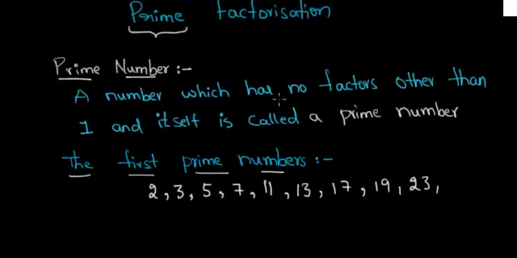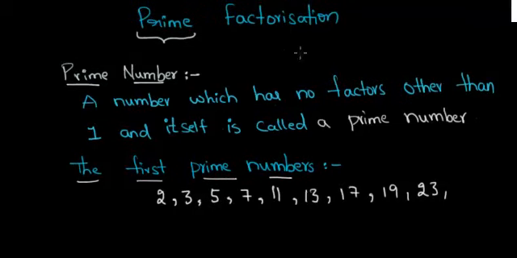And here we have the definition. A number which has no factors other than 1 and itself is called a prime number. And we have a list of prime numbers starting from 2. After that, we will define factorization as writing a number as a product of its factors.